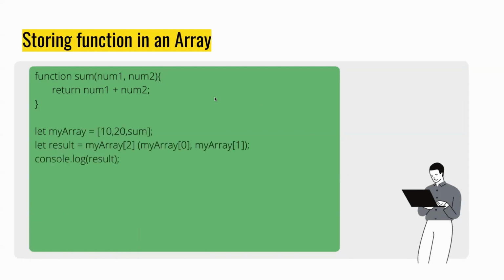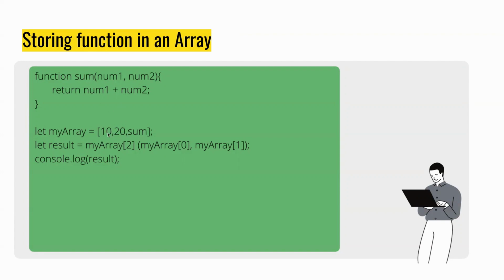How we can store a function in an array. Again, the same function, sum, taking num1 and num2 and returning the summation of num1 and num2. And this is the array, myArray. So the first element of myArray is 10. The second element of myArray is 20. But look at the third element. The third element is basically the function.